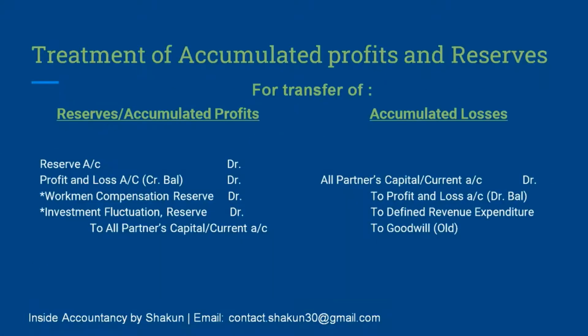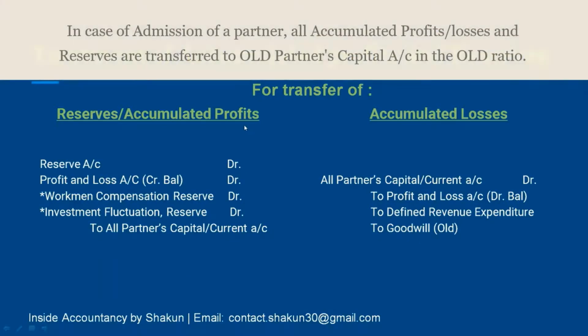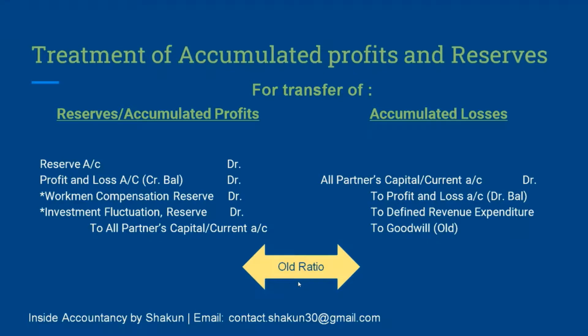Moving on, the treatment of accumulated profits and reserves is done through a journal entry. In case of the reserves or accumulated profits, for all those items which appear on the liability side, which have a CR balance, they are written off by debiting them and they are distributed between the partners' capital or current account in the old ratio. Similarly, all the losses which appear on the asset side have a DR balance. They are hence credited to be written off and then distributed between the partners in the old ratio.